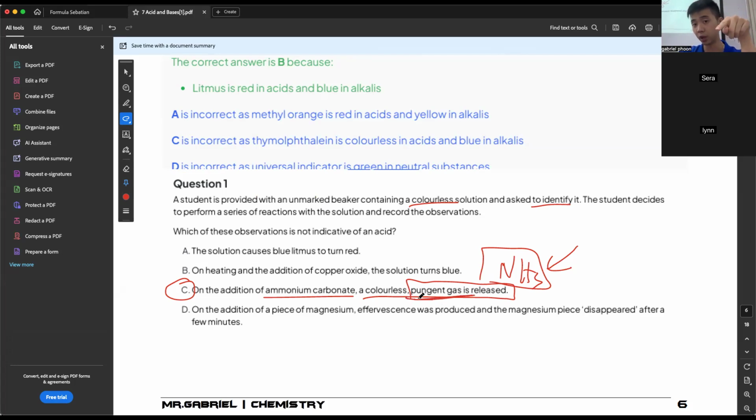You're going to see this word a lot, by the way, guys. Whenever you see the word pungent gas, and especially if it's colorless, I want you all to remember that it's going to be ammonia gas, which is actually very smelly.